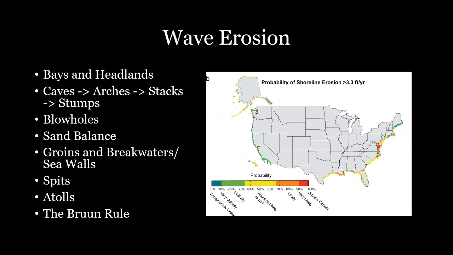So you can see here a map of the probability of coastal erosion over 3 feet per year, which is a fairly quick erosion rate. And the areas around New Jersey tend to be some of the highest rates of erosion, largely just because we have fairly low slope beaches and a lot of sea level rise. And so we're somewhat likely going to experience significant rates of shoreline erosion that result.